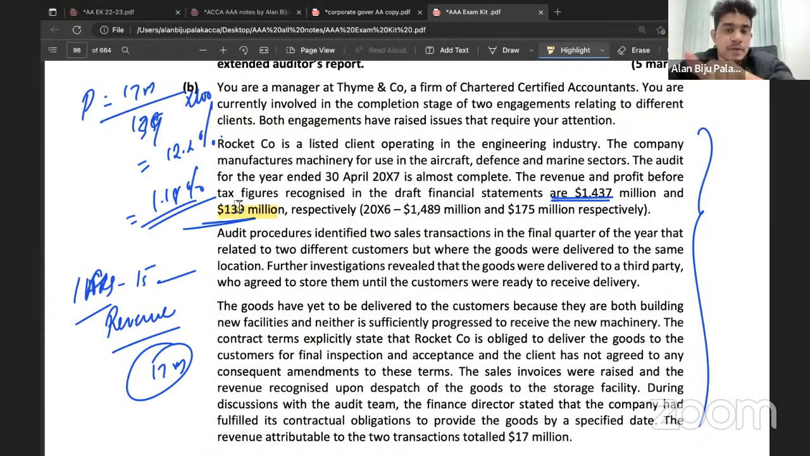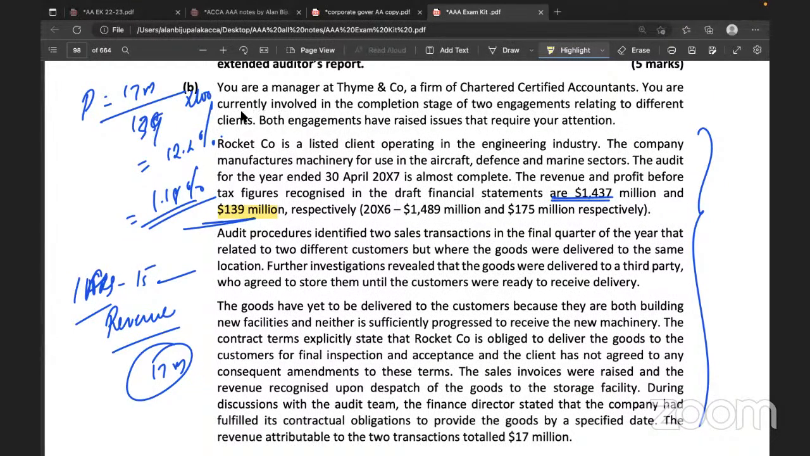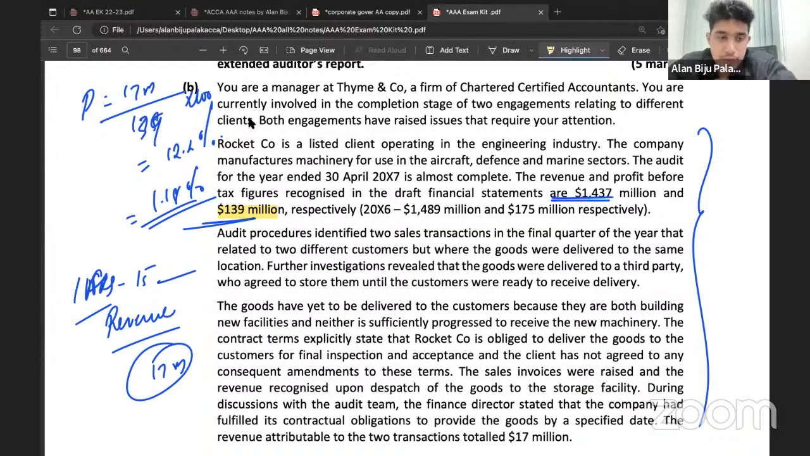Since the company already has a profit of 139 million, and there is only a misstatement relating to 17 million, even if this mistake is adjusted within the company's financials, the profit will not be restated into losses. So it's a mistake which is material, but not pervasive. So which opinion has to be expressed in the company's financial statements? What sort of opinion has to be expressed? Qualified. Yes, the auditor should provide a qualified opinion. Clear, everyone?